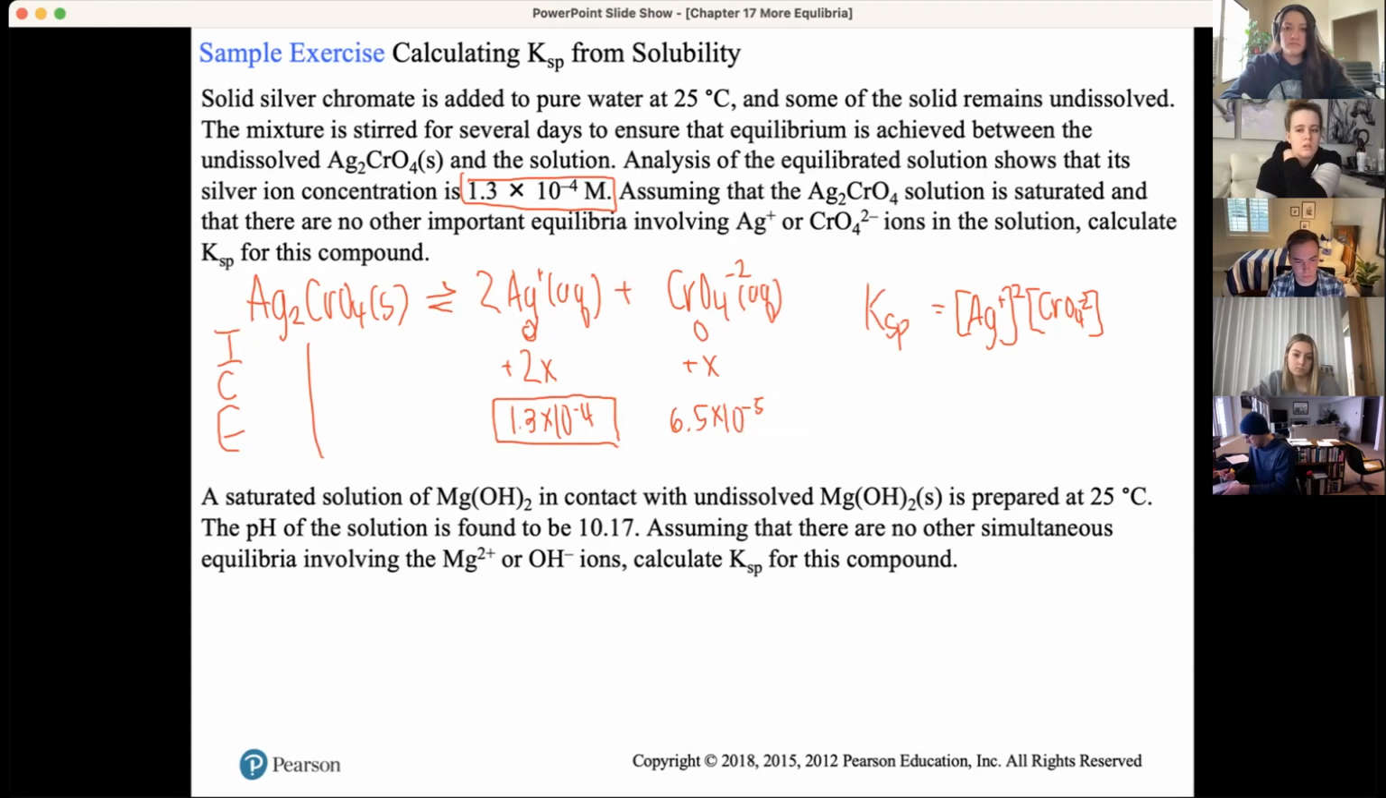So half of the silver. Does that make sense? I got 1 nod, but I also can only see 5 people.